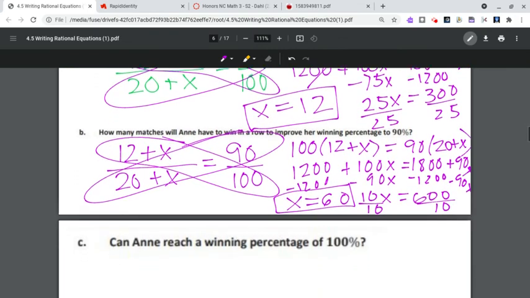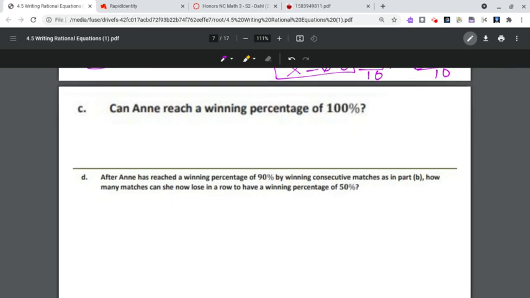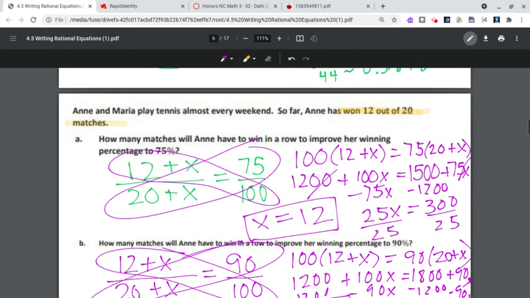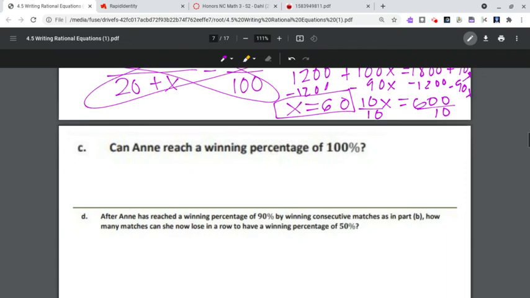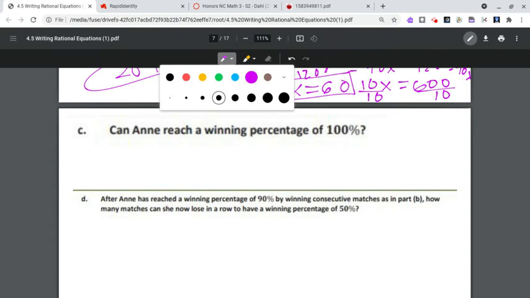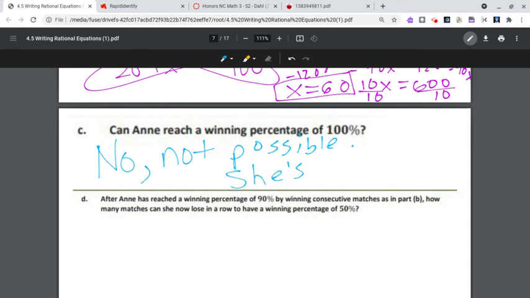Okay? Question C says, can Anne reach a winning percentage of 100? Well, let's think about this logistically. If we were told at the beginning that she has won 12 out of 20 matches, she will never reach a 100% winning percentage because she has already lost 8 matches. No, not possible. She's lost 8 matches already.